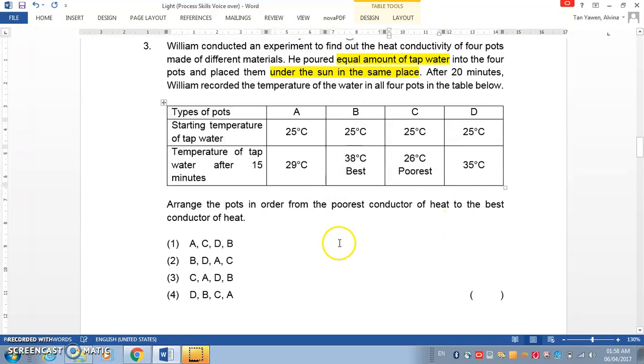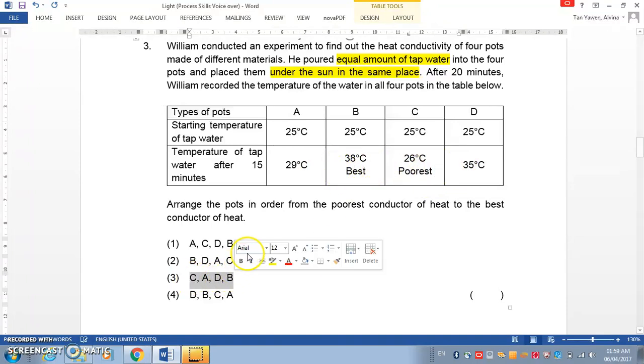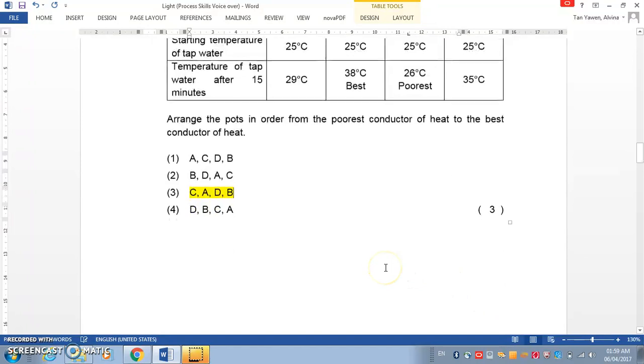So if we were to arrange these temperatures from the lowest to the highest, we will be able to arrange the pots in order of poorest to the best conductor of heat. So the correct answer should be C, A, D, B. C, A, D, B. And the best answer would be 3. So let's move on to question 4.